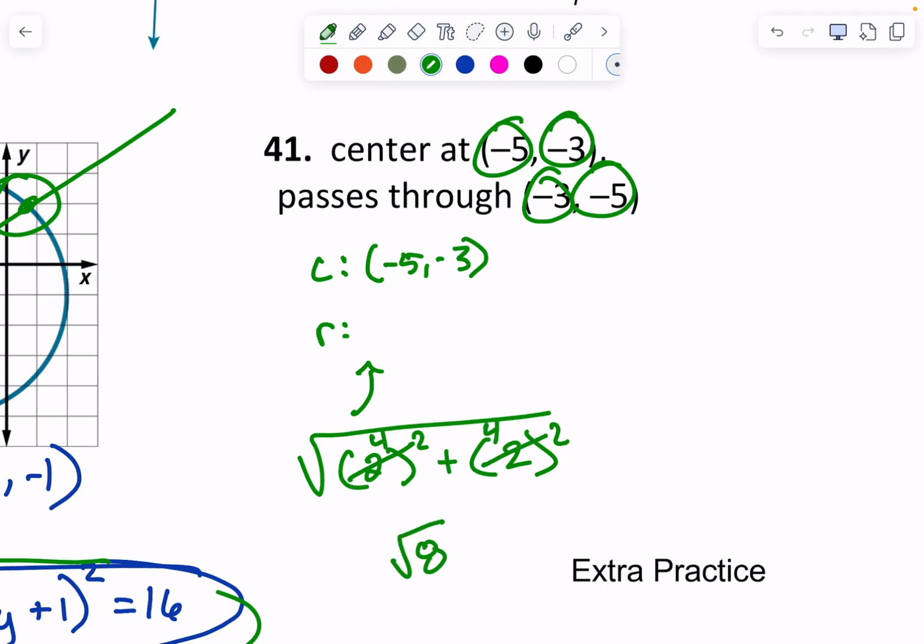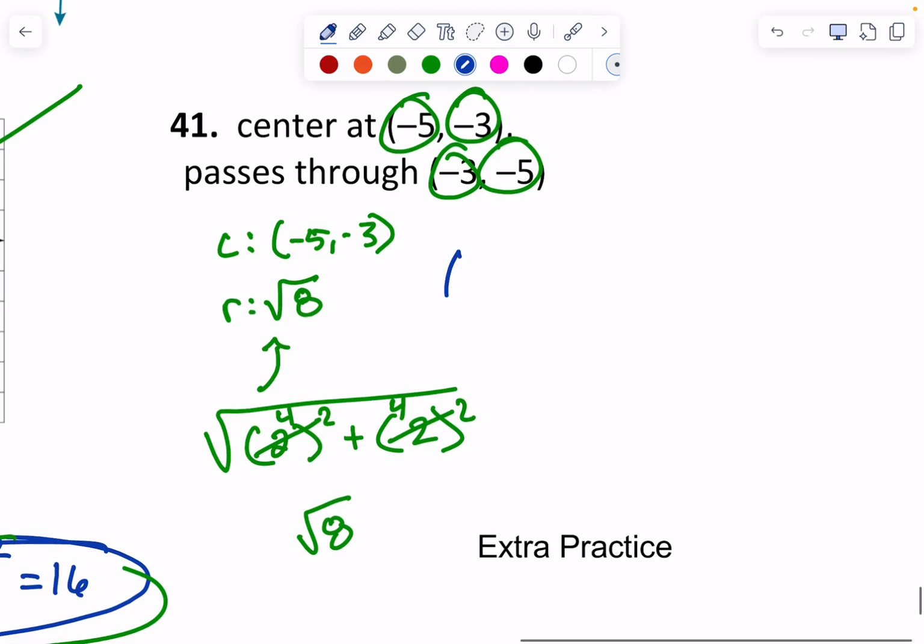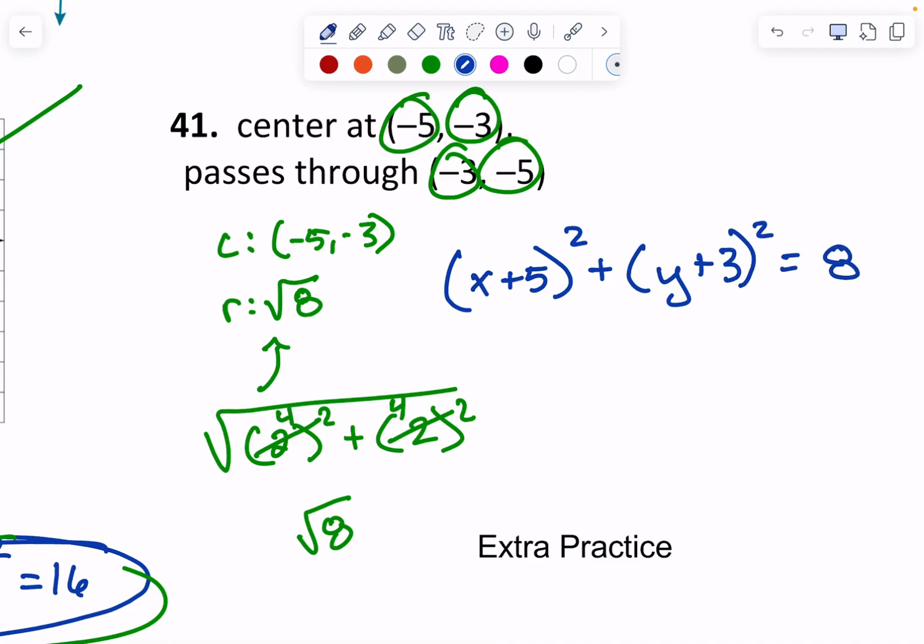So the radius is not 2. But we're not going to plug it into the calculator yet, because we're going to leave it as the square root of 8. When we write the equation, it is (x plus 5) squared plus (y plus 3) squared equals 8, because when you square the square root, it goes away. So we don't need to find the decimal for it.